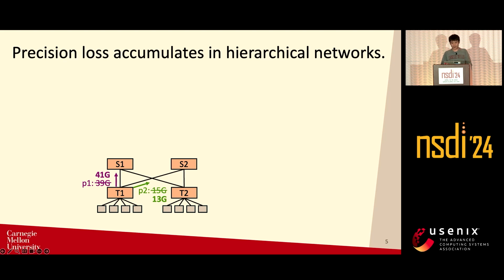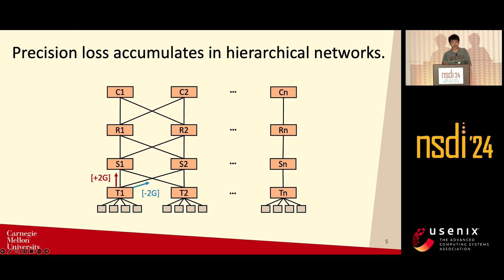What I have talked about is just the impact of precision loss on a single switch. Actually, precision loss can also affect the network as a whole. So we have seen the traffic imbalance in this example, but now let's denote the imbalance in a simpler form. So plus 2G here means that link is carrying 2G more traffic than expected.